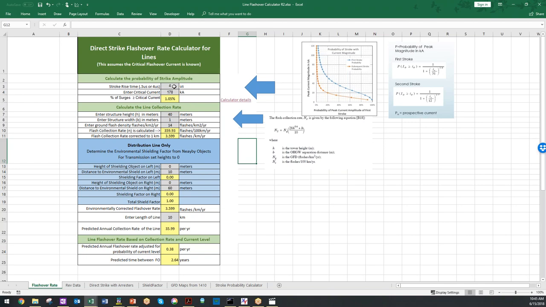And so when you're doing a study and you determine that I sub C is, let's see, we determined that it was 90 kA, right? Let's go to 90. 90 kA, that says that there's a 5.89% probability of seeing a 90 kA stroke. And again, this doesn't matter where you are on Earth. Out of any stroke coming at you, almost 6% will be 90 kA.